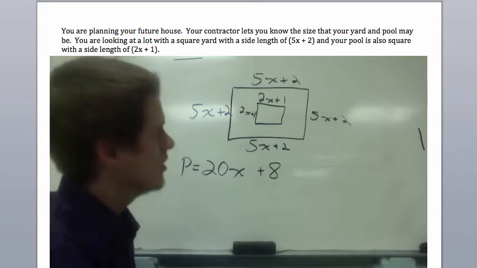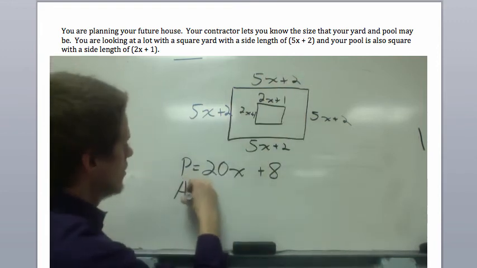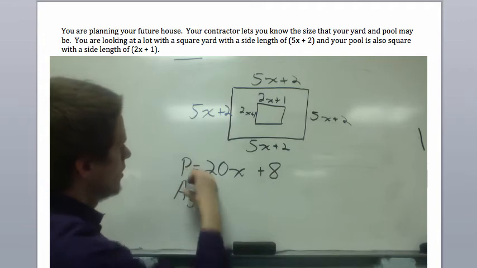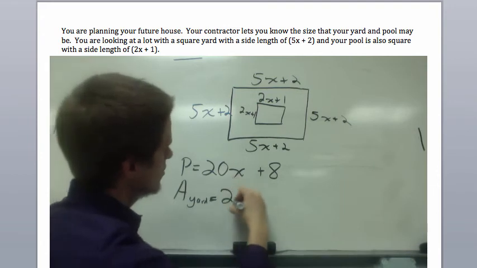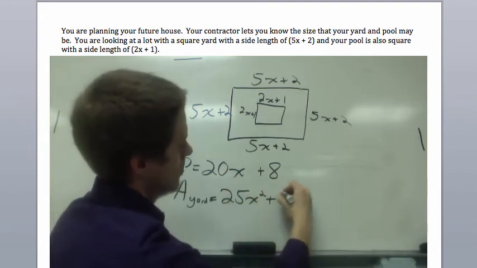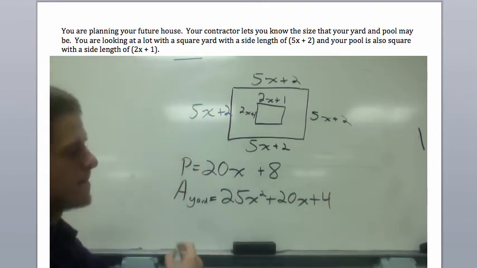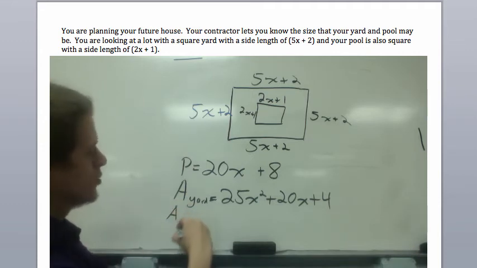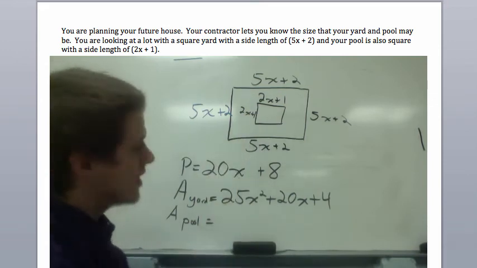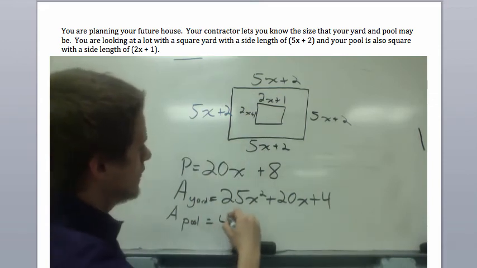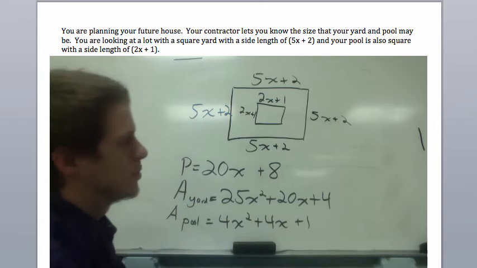The area of the yard, when you're multiplying 5x plus 2 times 5x plus 2. You should be able to multiply that out and get 25x squared plus 20x plus 4. Area of the pool, well, 2x plus 1 times 2x plus 1. Use whichever method you prefer, and you should be able to get 4x squared plus 4x plus 1.